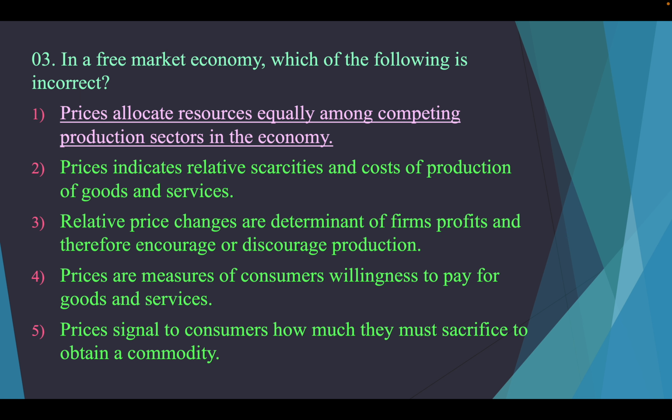Then third question: in a free market economy, which of the following is incorrect? The other answers you can identify are correct. Now we are going to identify the incorrect answer. Okay, here: prices allocate resources equally among competing producing sectors in the economy.